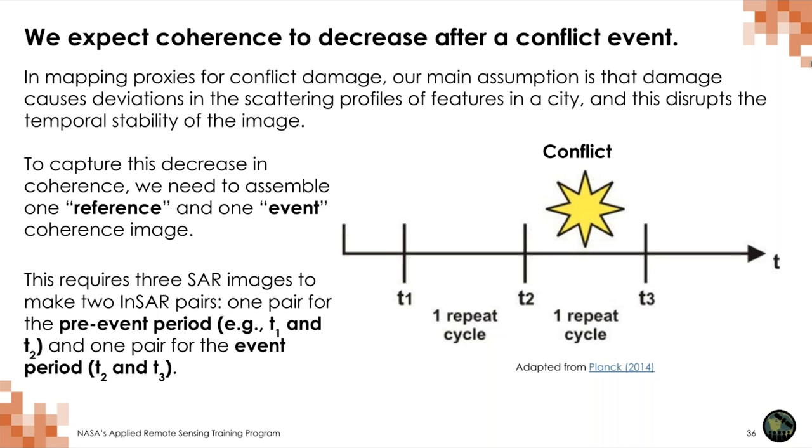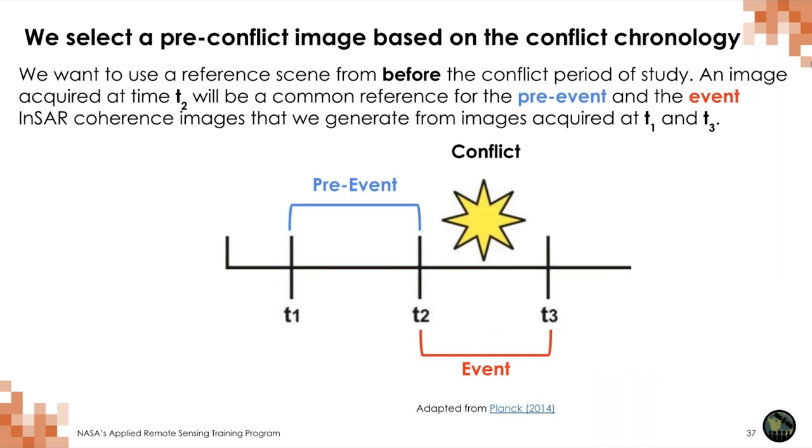So one pair will be from what we'll call a pre-event period, for example, time one and time two. And the other pair will be for the event period between T2 and T3. So the event is our conflict, and that's where we want to detect change. So we select a pre-conflict image based on the conflict chronology. And we want to use a reference scene from before the conflict period of study, which in this case will be an image acquired at T2. It can serve as a common reference for the pre-event in blue and the event InSAR coherence images that we generate from images acquired at T1 and T3.